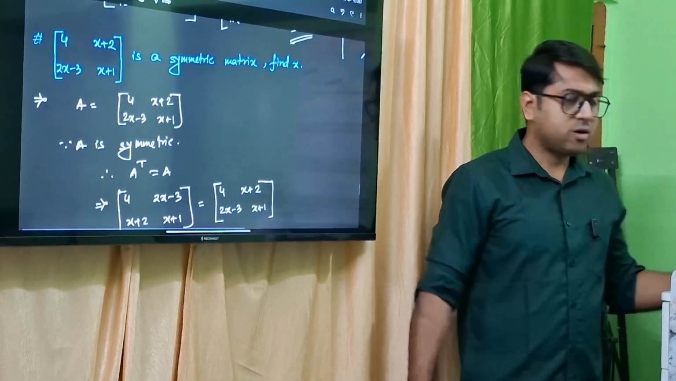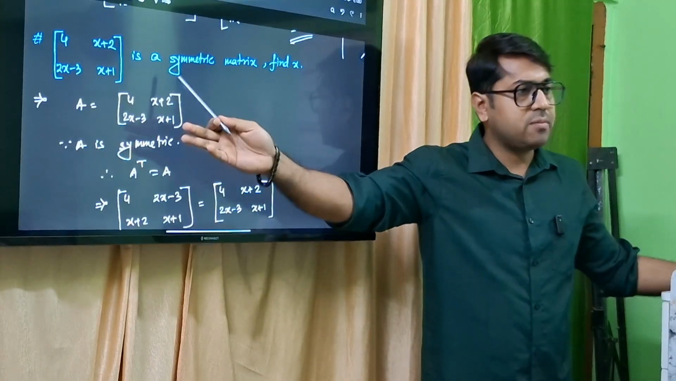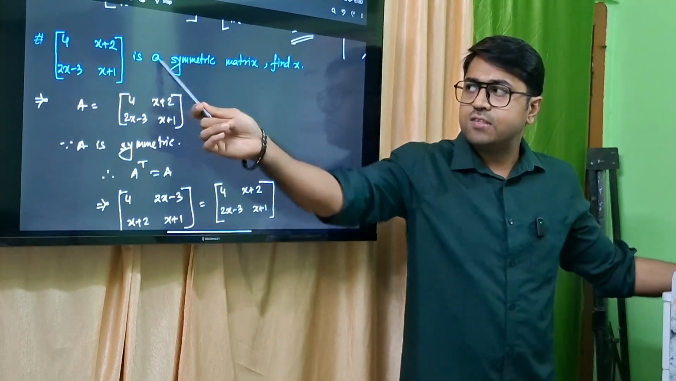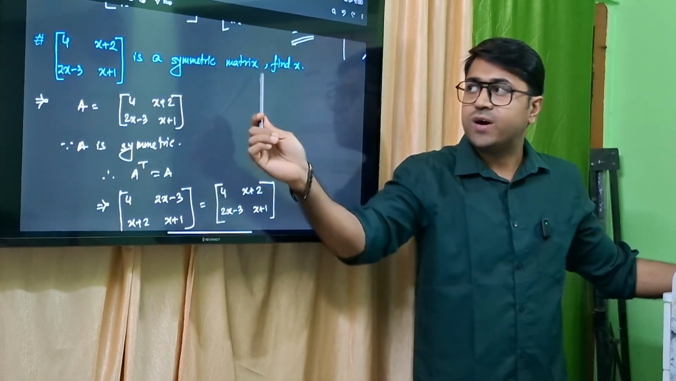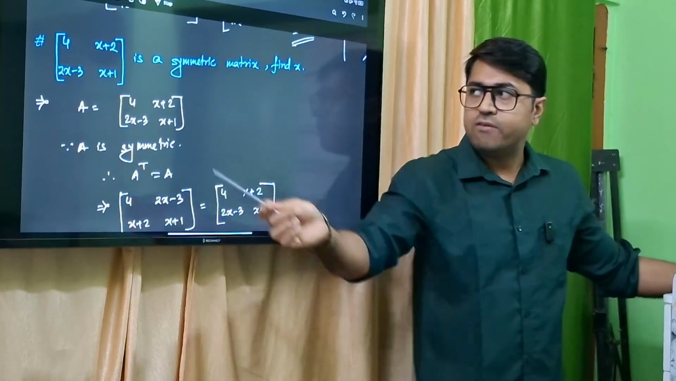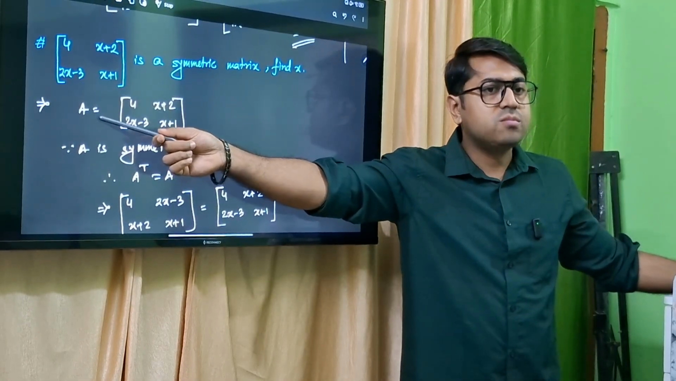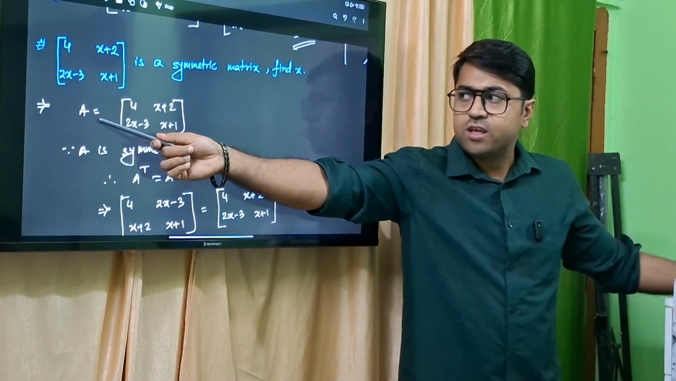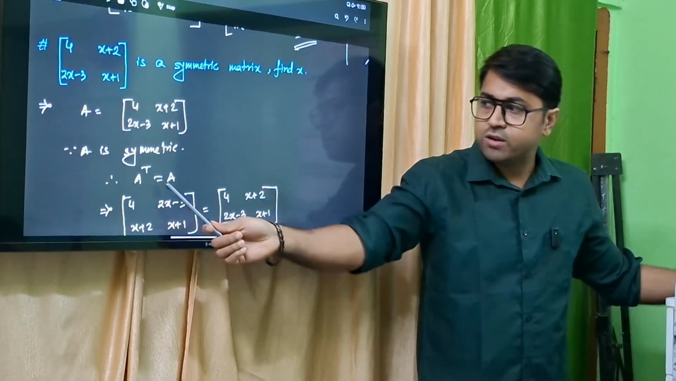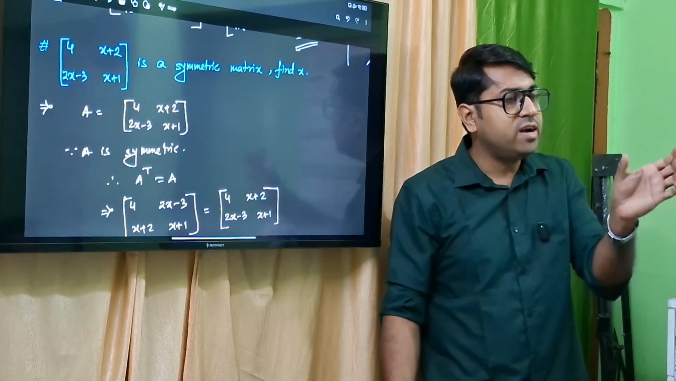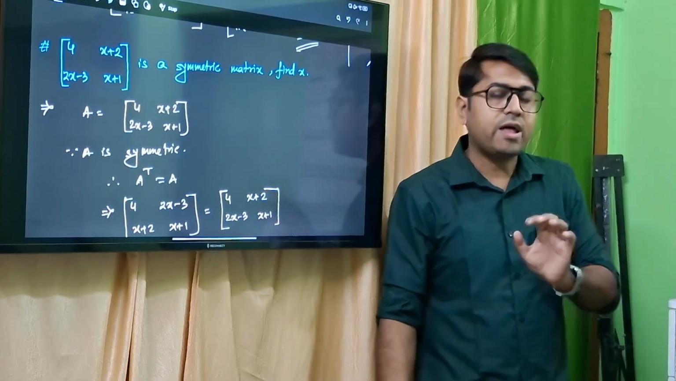This type of short question comes up: this is a skew symmetric, this is a symmetric matrix, find x. Symmetric means what? I will take this matrix as A. Symmetric means A transpose equal to A. So A transpose equal to A, I will take as an equation to get the value of x.